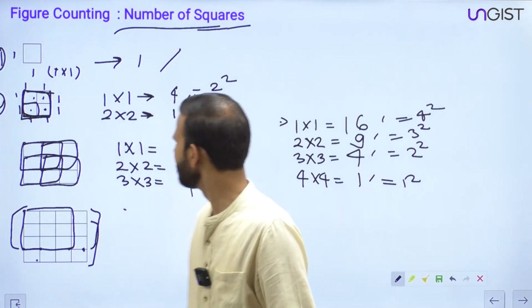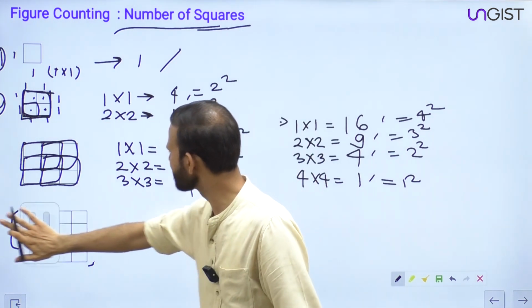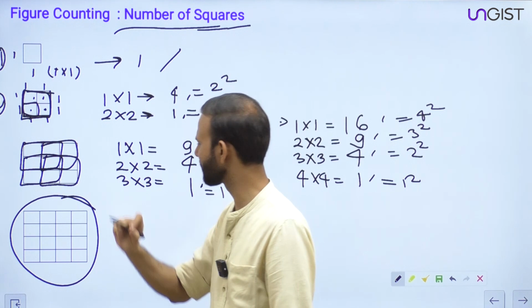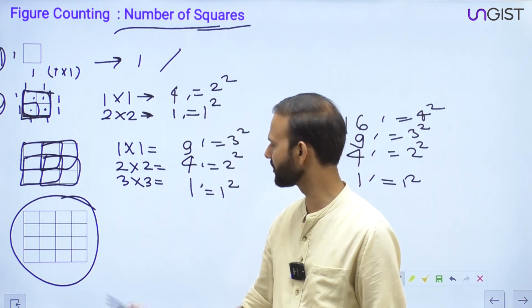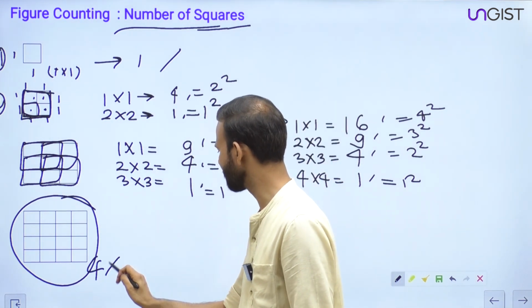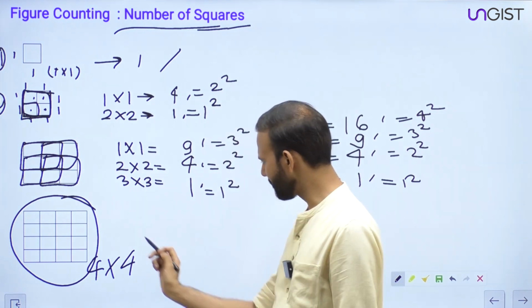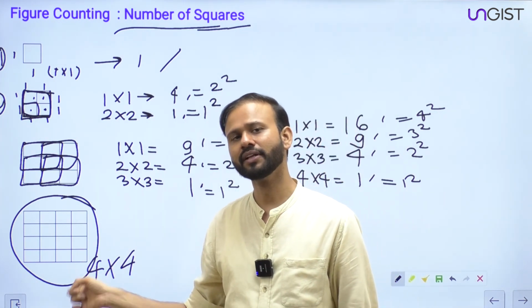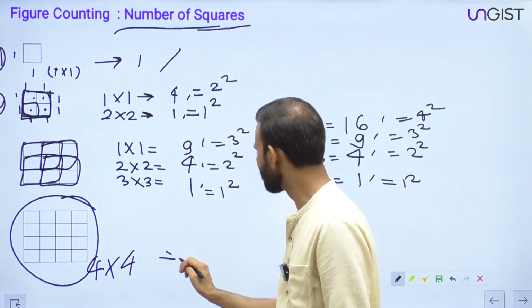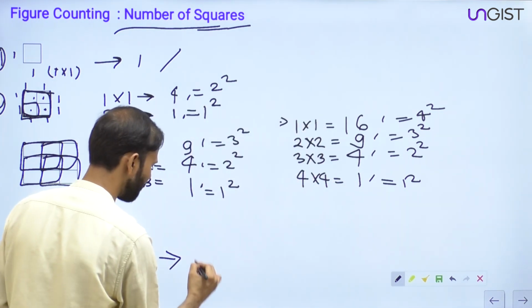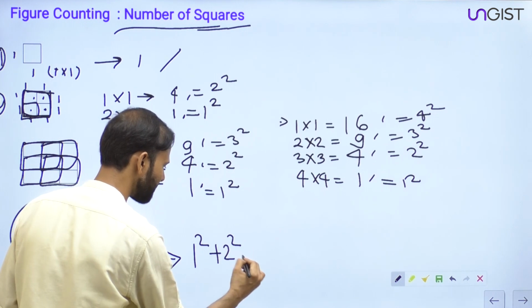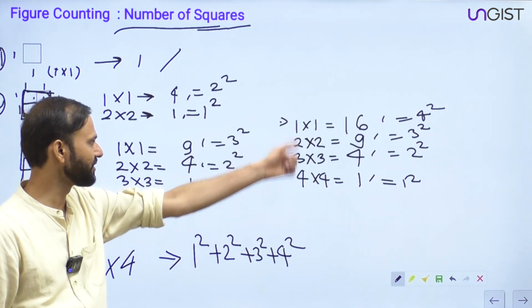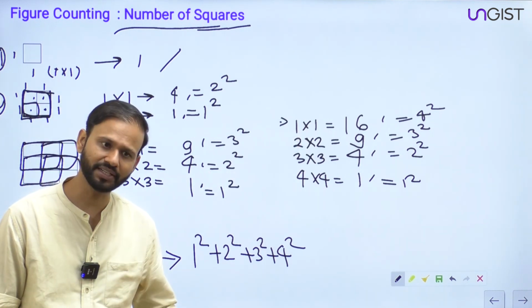For example, suppose I need to find the total number of squares in this 4 by 4 order square grid. Obviously, what I need to do is add them: 1 square plus 2 square plus 3 square plus 4 square. I need to do this because we have already calculated it.